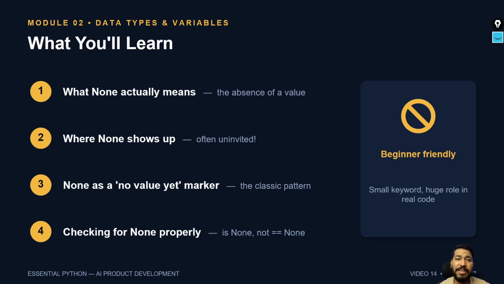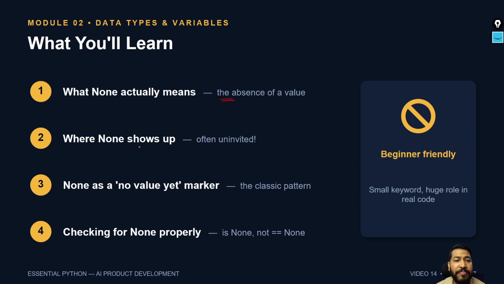So guys, in terms of today's agenda, I have clearly mentioned it out. We are going to learn what None actually means, the absence of value. This is where 99% of the people get confused. They assume that None means an empty string or zero, which is not the actual meaning of the None data type. So that is something we are going to learn practically as part of this session.